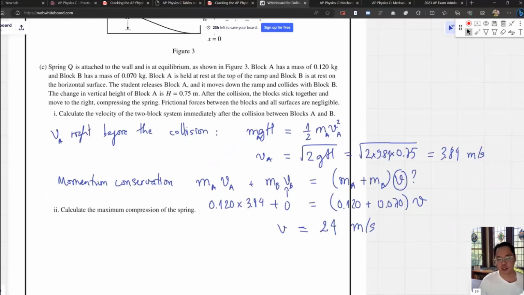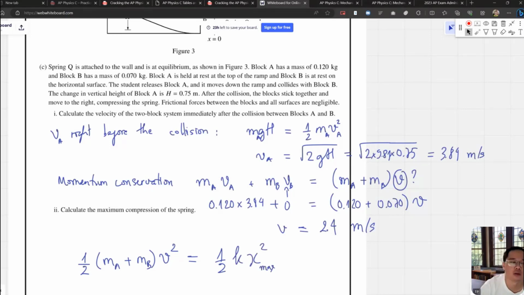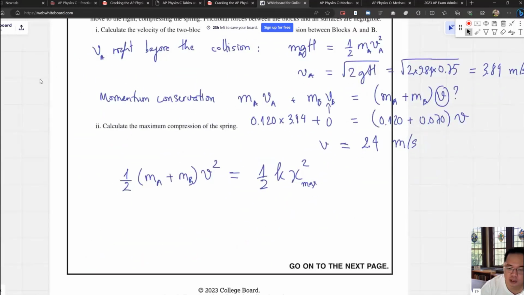Calculate the maximum compression of the spring, also easy. Conservation of energy, meaning the total kinetic energy of the two blocks, 1/2 MA plus MB times the speed that we have just calculated, 2.4 squared, converts totally into the potential energy of the compression of the spring, which is 1/2 kx squared. X here is the maximum compression. So just use the formula and we can find the maximum compression.